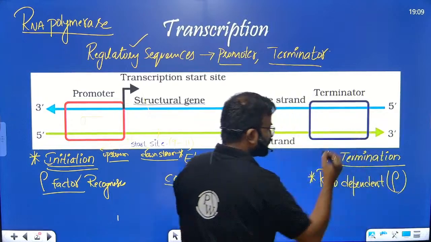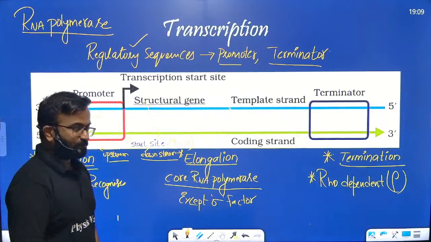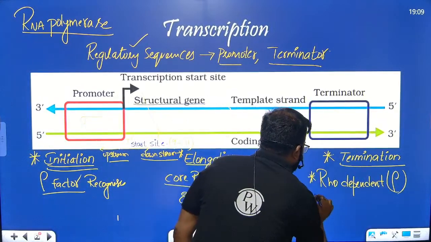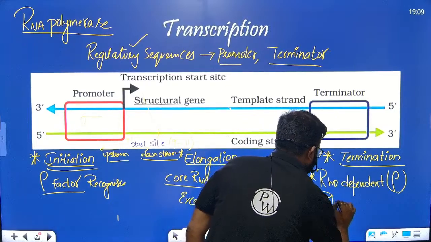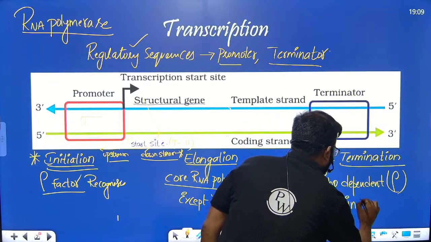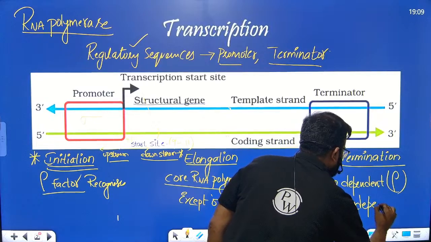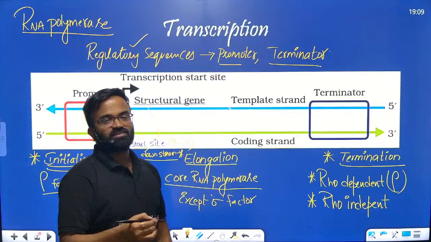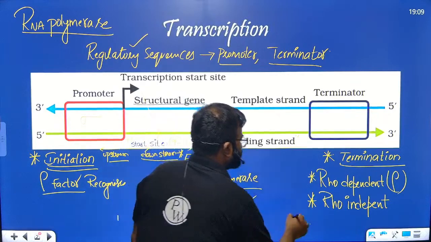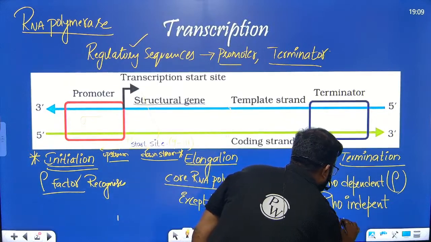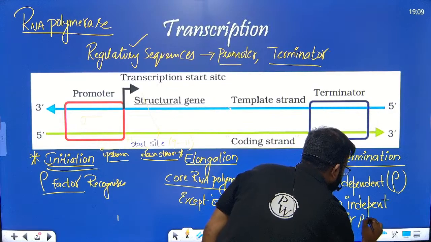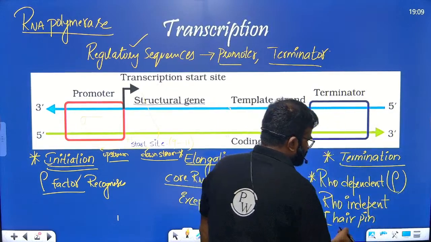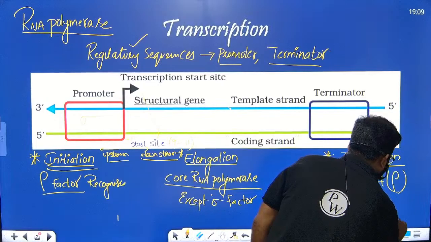This is a rho protein. So, rho protein dependent and rho independent. Rho independent means that without the help of a rho protein, transcription will be terminated with the help of hairpin structures, which is not there in NCERT, so I'm not going into the details of this.